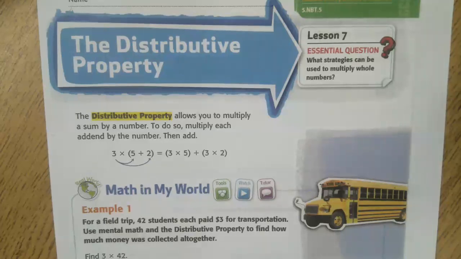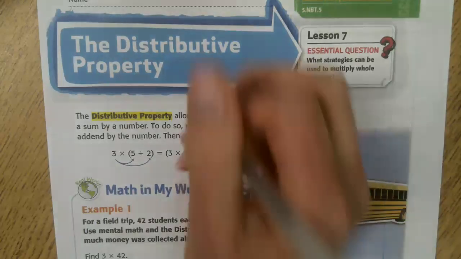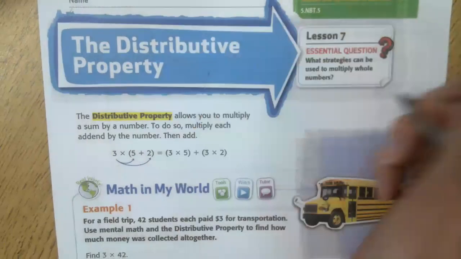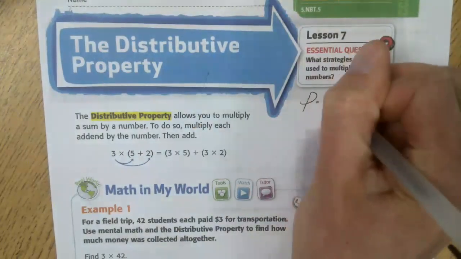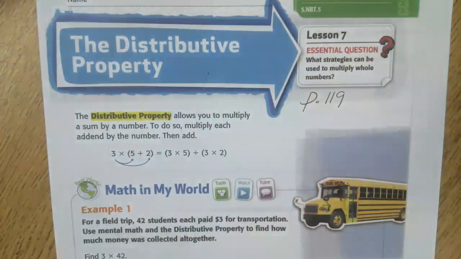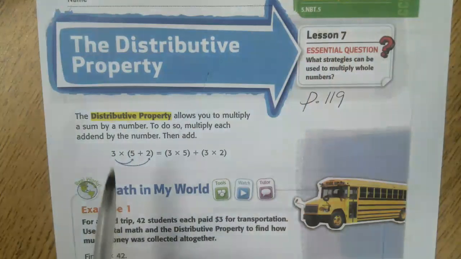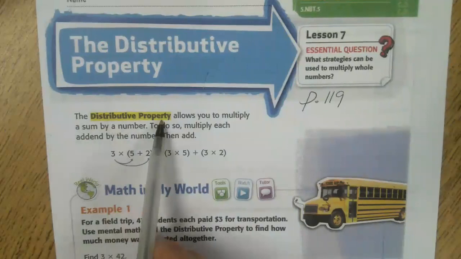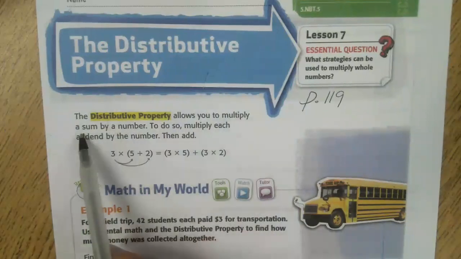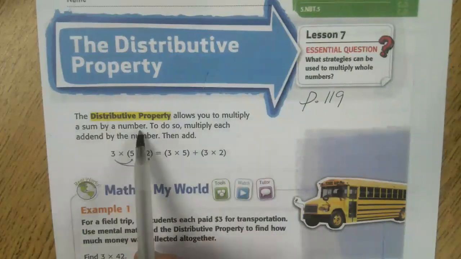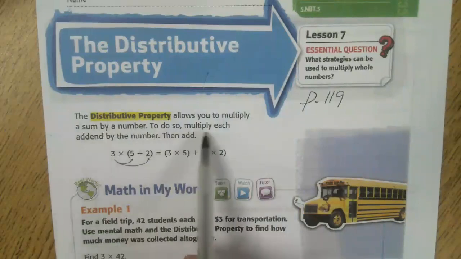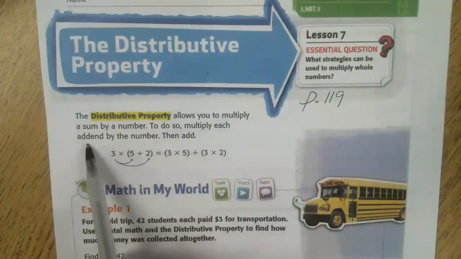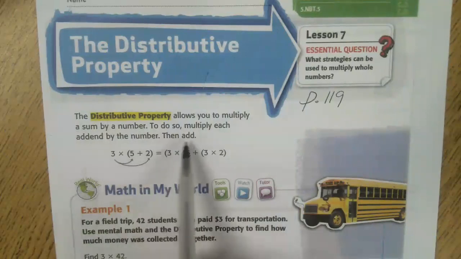So let's get started. If you look at the top of page 119 in your math book, it says the distributive property allows you to multiply a sum by a number. To do so, multiply each addend by the number, then add.